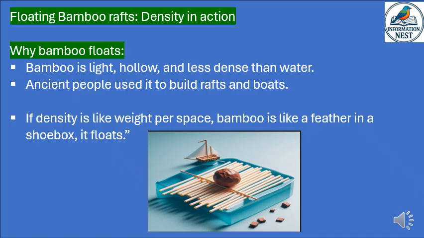Ancient people knew this trick long before textbooks. They used bamboo to build rafts and boats, trusting nature's design to keep them afloat. Smart, right? If density is like weight per space, bamboo is like a whisper in water. It takes up space but does not weigh it down. This is the same principle behind life jackets, pool noodles, and even ships. If the average density of an object is less than water, it floats. If it is more, it sinks. So remember, it's not just a plant, it's a natural engineer showing us how science and tradition go hand in hand.